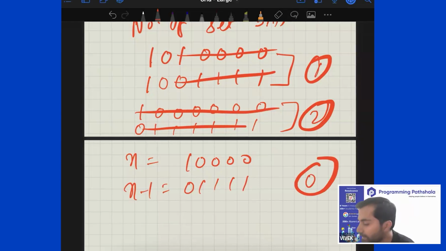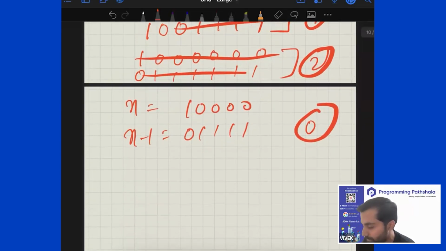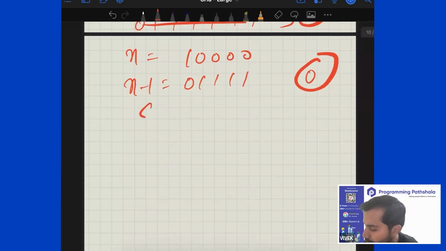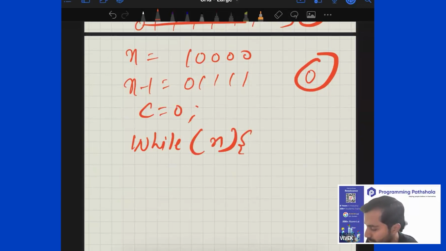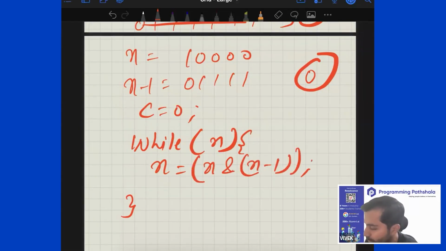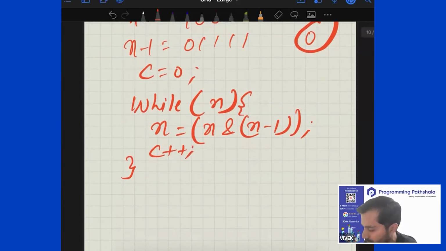So basically, the idea behind this is super simple. Keep taking AND of n with n minus 1 until it becomes 0. So we would say, let there be a count which is 0. And while n is not 0, we will simply modify n as n equals n and n minus 1. And we will do count plus plus. And finally, we will return the value of count.